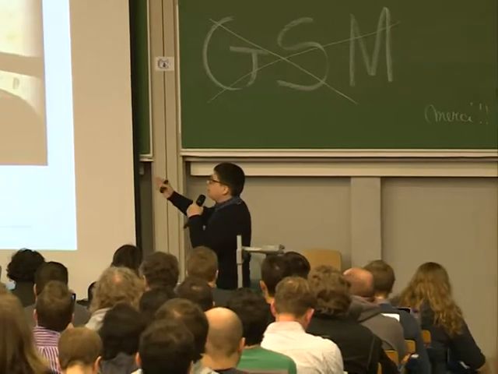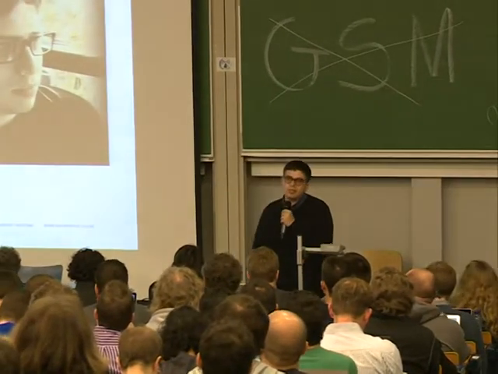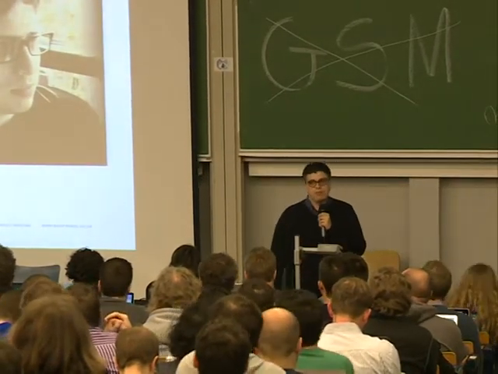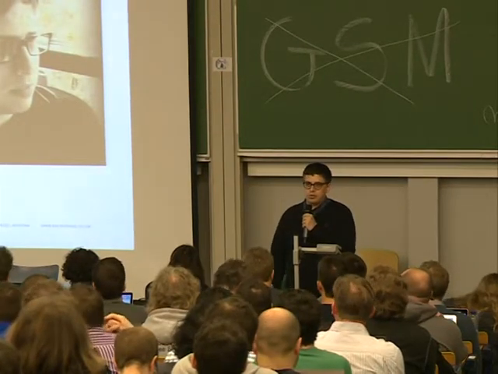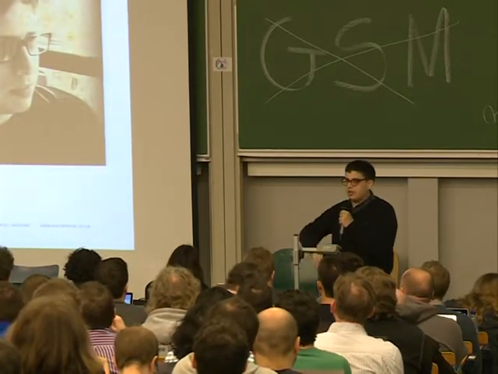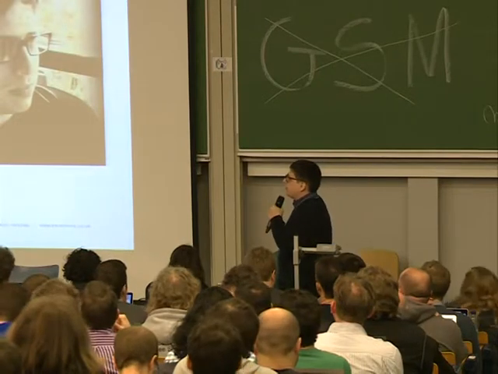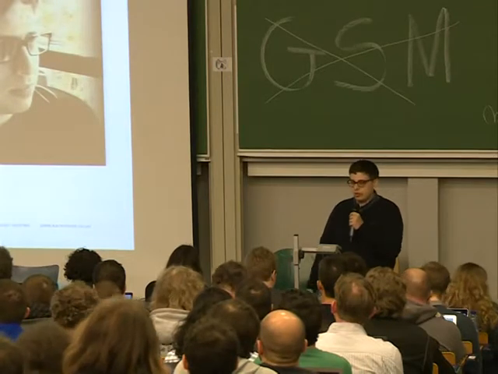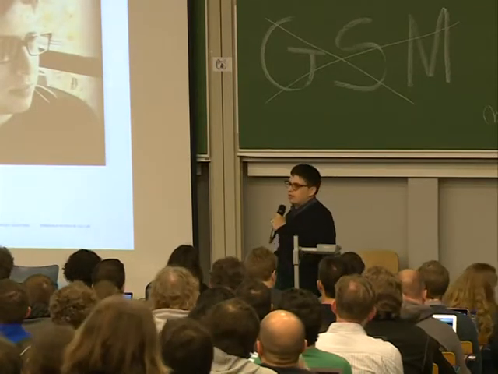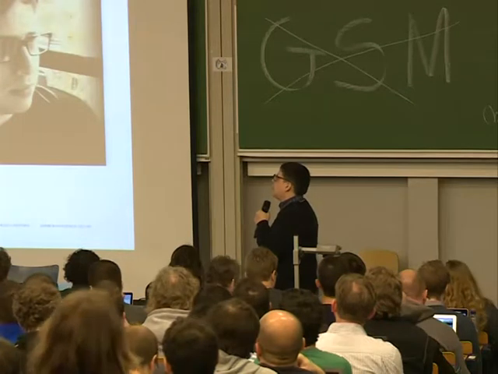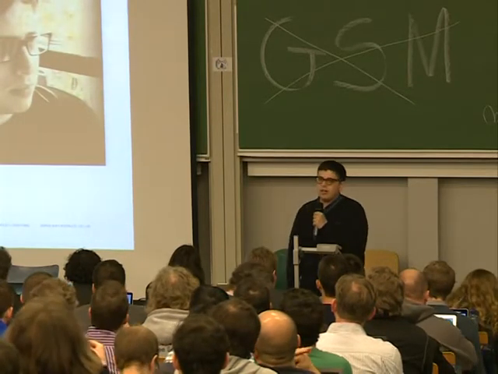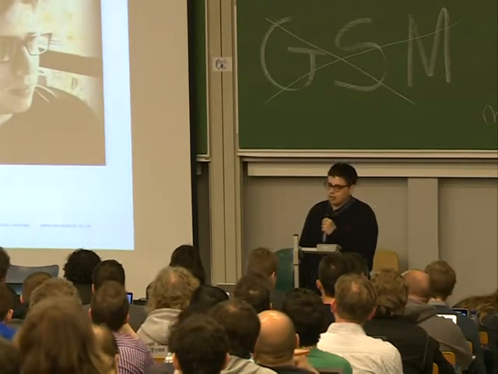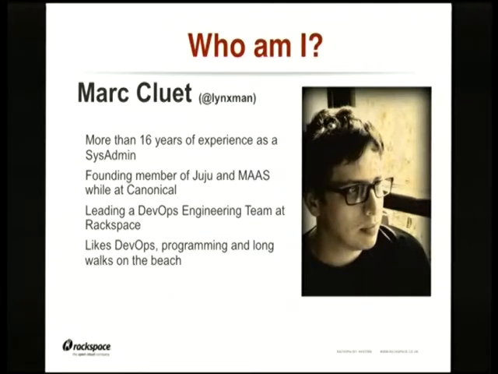First, presentations, of course. My name is Marc Cluet. I've been a sysadmin for more than 16 years now, from racking modems to setting up networks to anything you mention, I've done it. I've been working at Canonical in the past, where I was one of the founding members of Juju and MAAS. I might apologize for some of that. I'm also right now a leading DevOps engineer at Rackspace, trying to get Rackspace into the DevOps world. I like DevOps, I like programming in my free time, and I like walks on the beach.